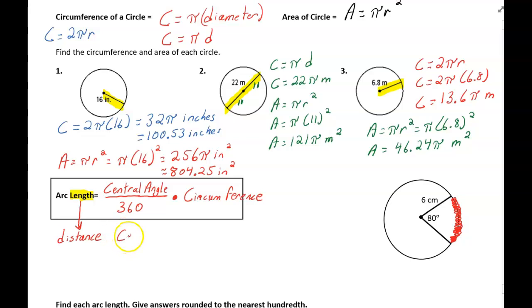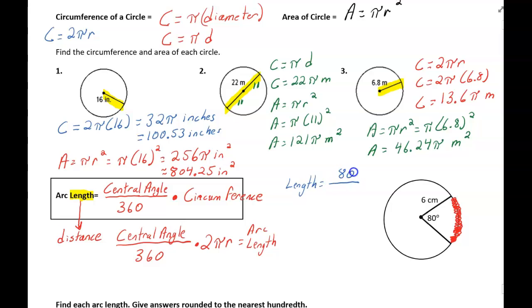And so then I could write central angle over 360 times 2 pi r, because that's the formula for circumference. This is the formula for the arc length. So if I were to look at this problem on the right, and I wanted that red length, that arc length, I would say the length, the central angle is 80, so 80 divided by 360 times 2 pi, and the radius here is 6 centimeters.